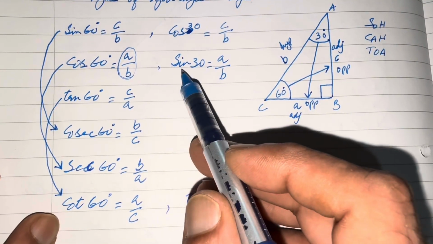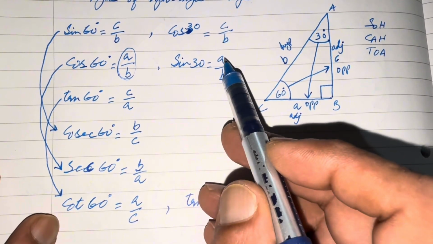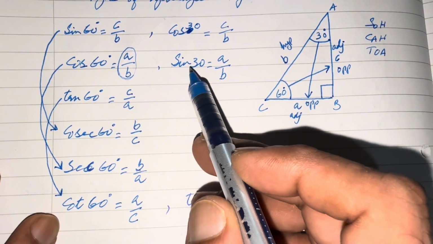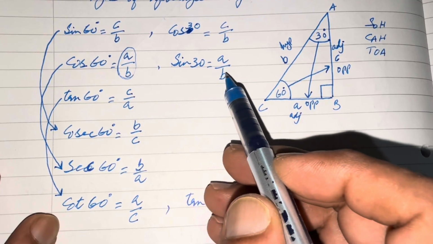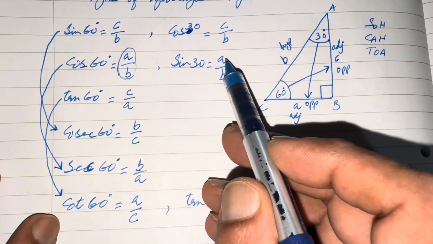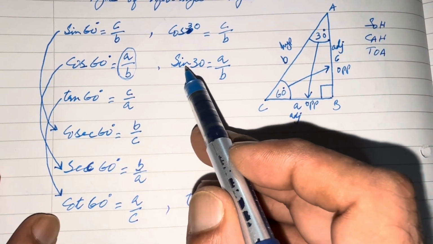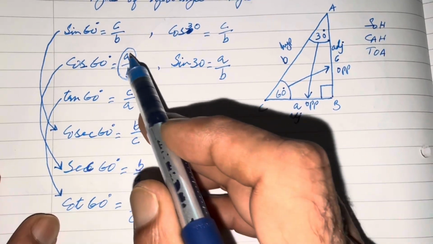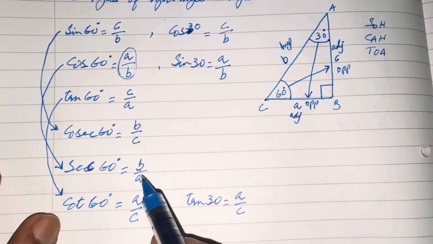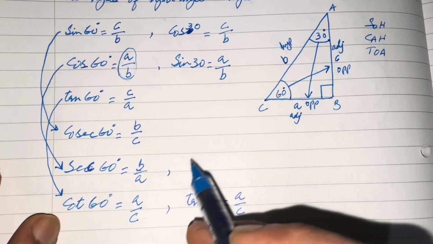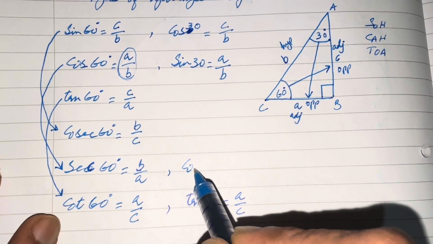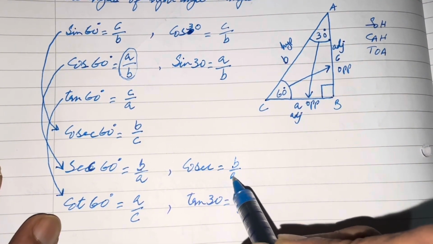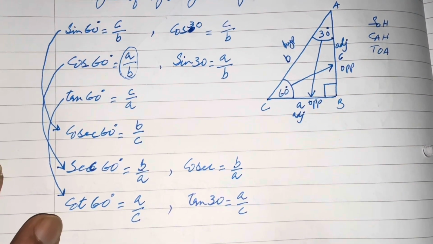So sine 30 is equal to A over B. The opposite of sine 30 is cosecant 30. So cosecant 30 we're going to write down as B over A, because cosecant is the opposite of sine. So cosecant 30 will be equal to B over A. Then find the B over A. Where is the B over A? Here is the B over A. So cosecant 30 will be equal to B over A.